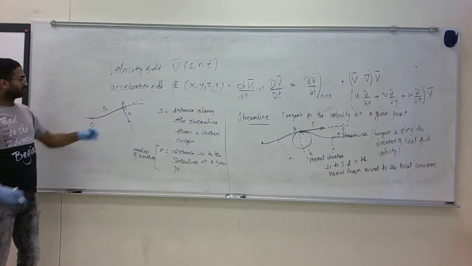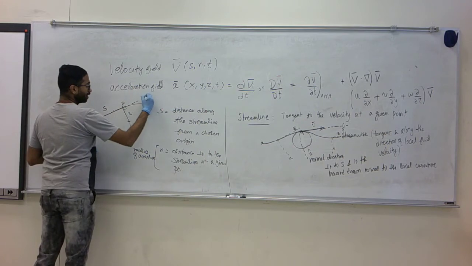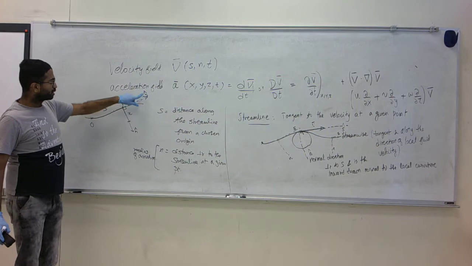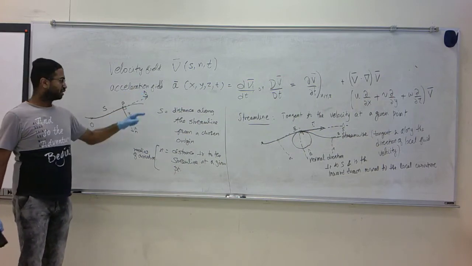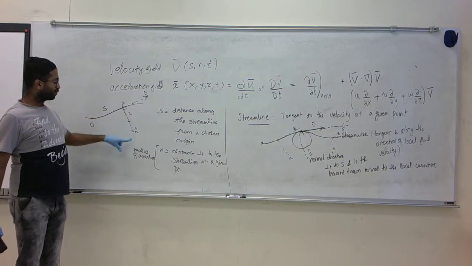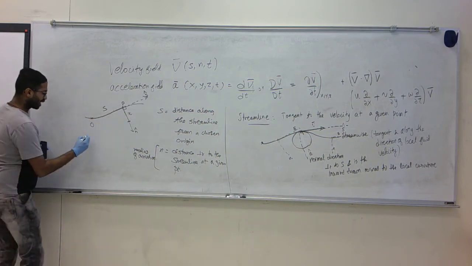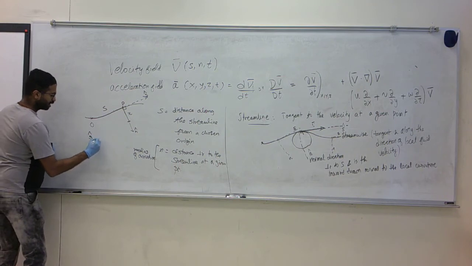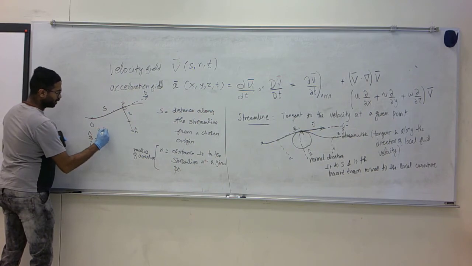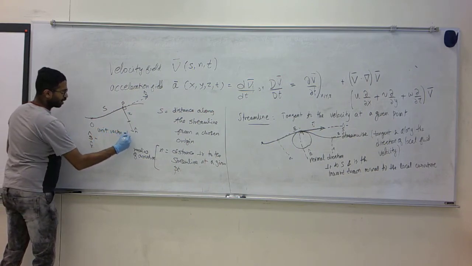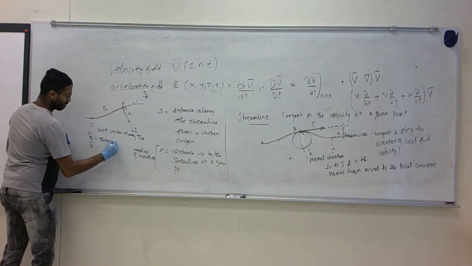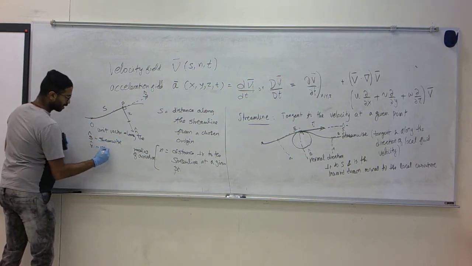Now you have the streamwise direction S and the normal direction N. When I write them without the cap, they are distances. When I write them with the cap, they are directions, unit vectors along S cap and N cap. S cap is the unit vector along the streamwise direction, and N cap along the normal direction.